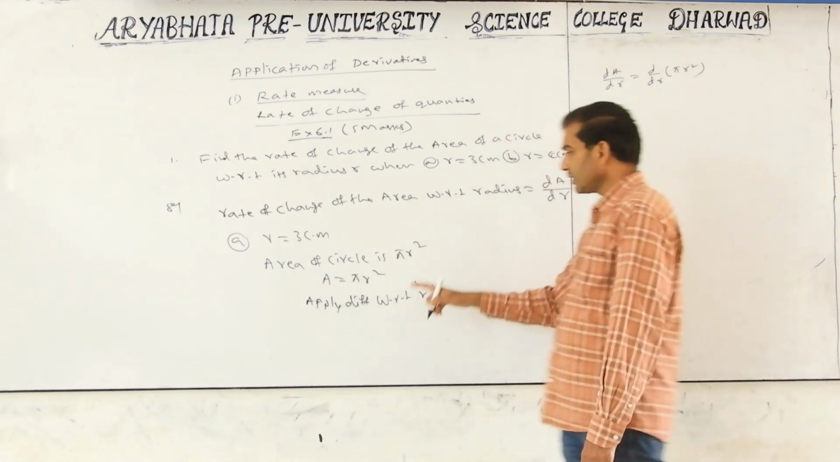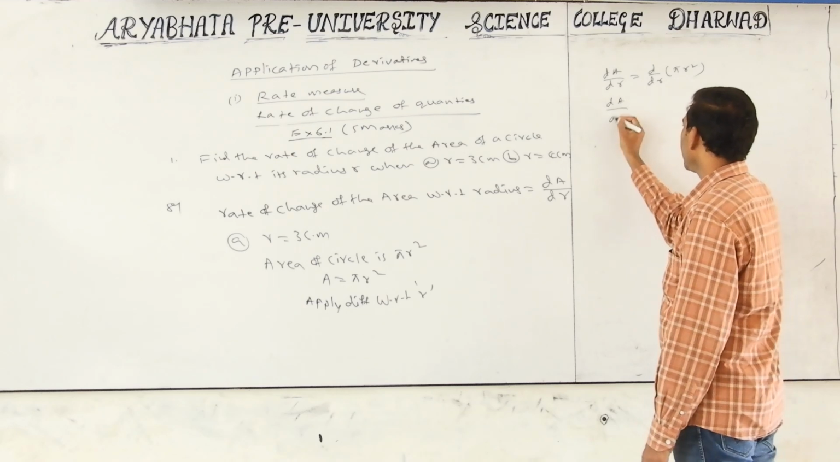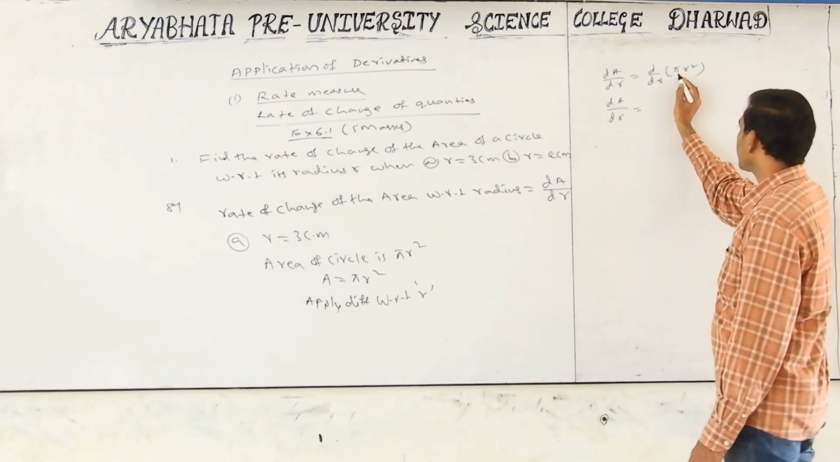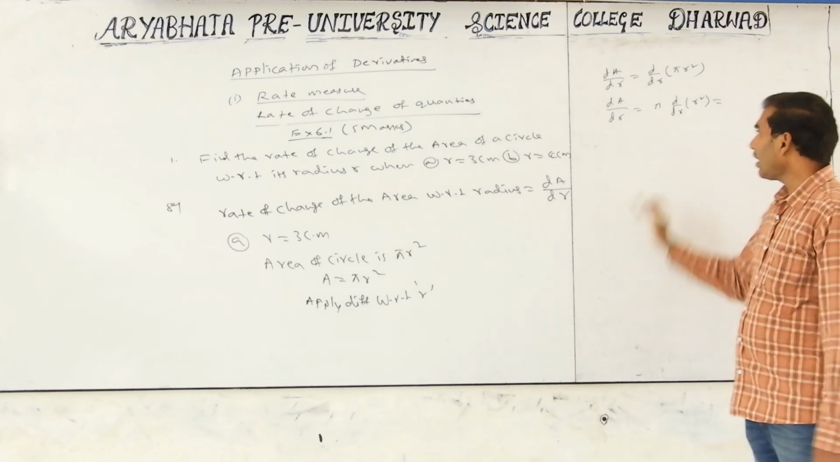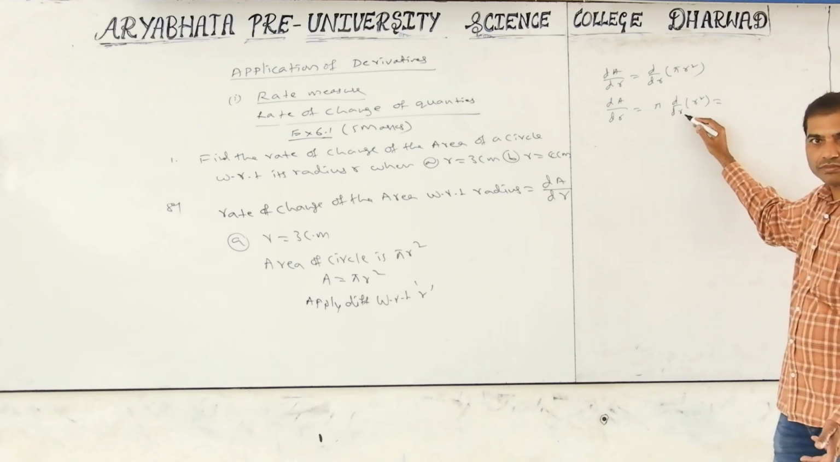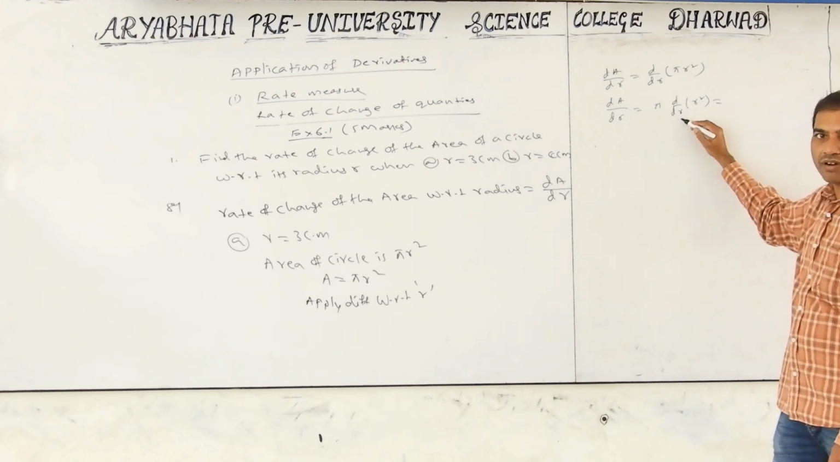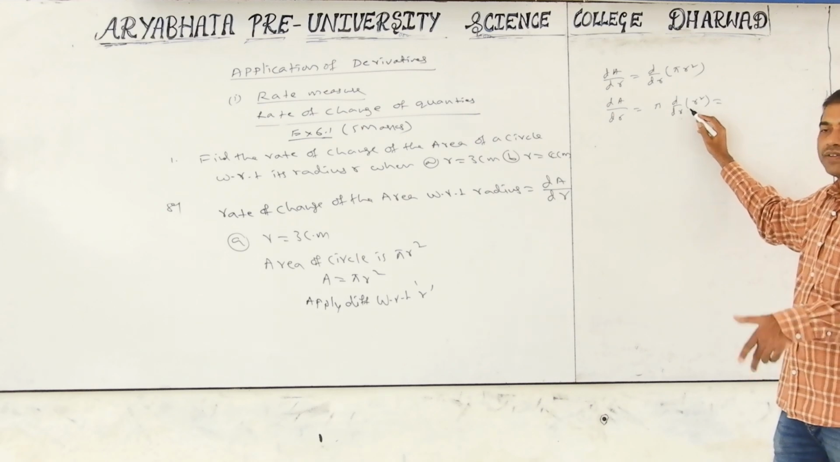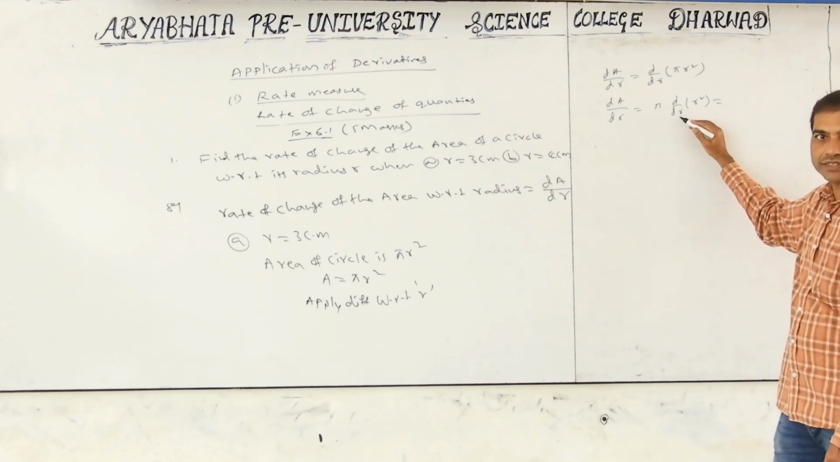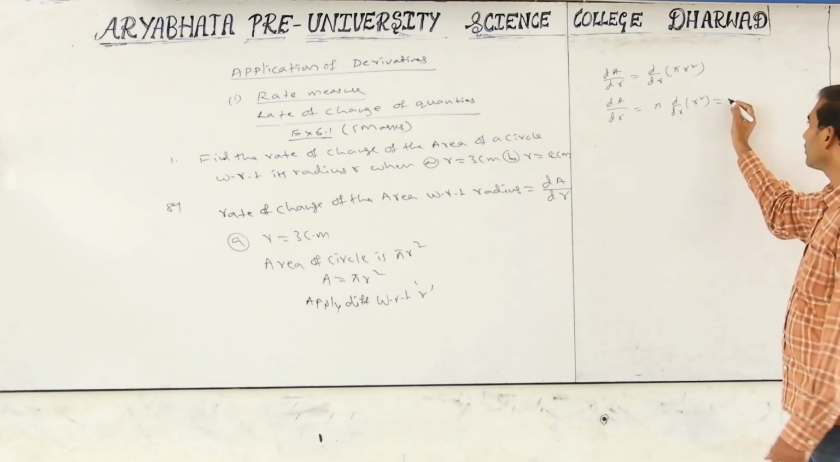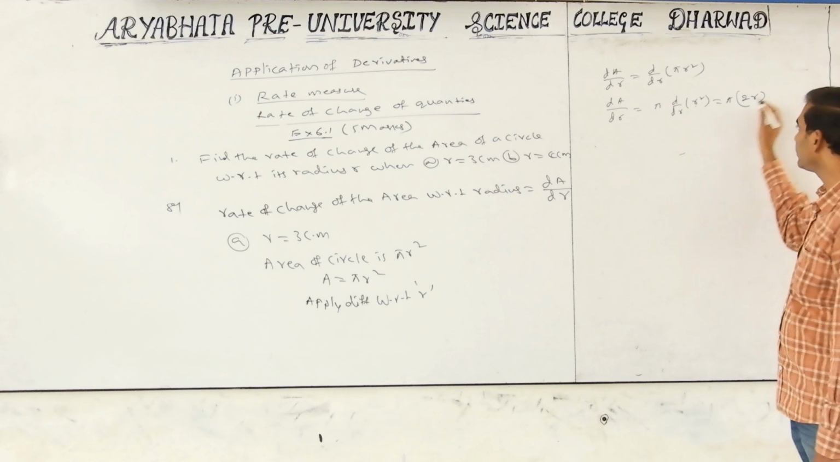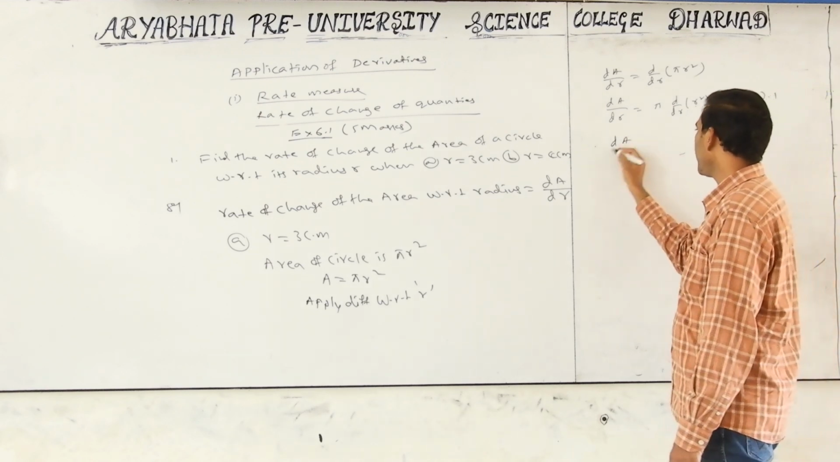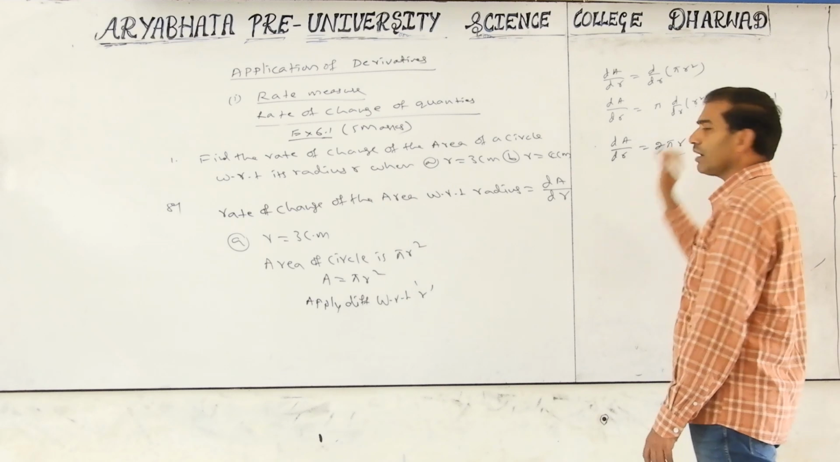dA by dr equals, in that, constant is pi, then d by dr of r square. R square derivative with respect to r is 2r. R with respect to r is 1. x square differentiation with respect to x is 2x. Like that, r square differentiation with respect to r is 2r. Pi into 2r. So we got dA by dr equals 2 pi r.